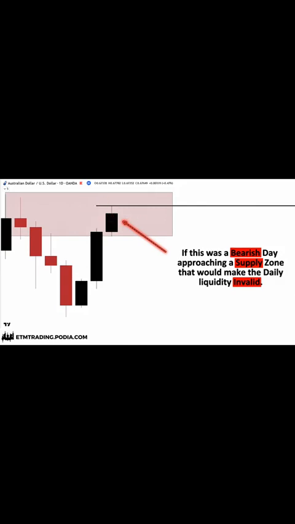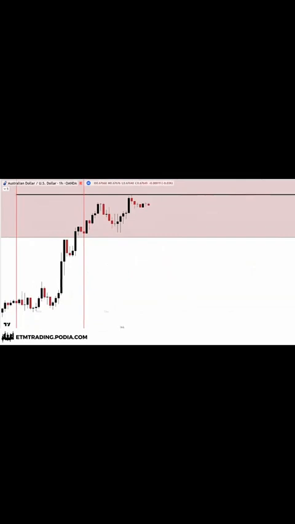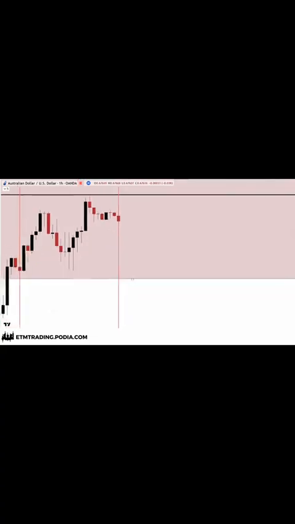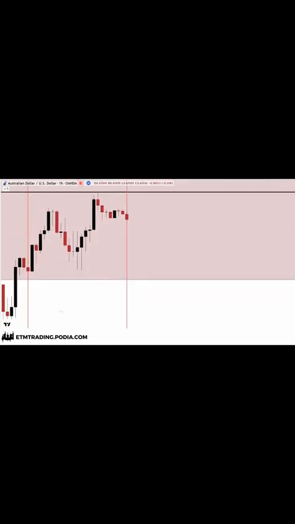So now let's go on the intraday. So this is our current day open. Remember, the liquidity is right here. And this is the current day open.